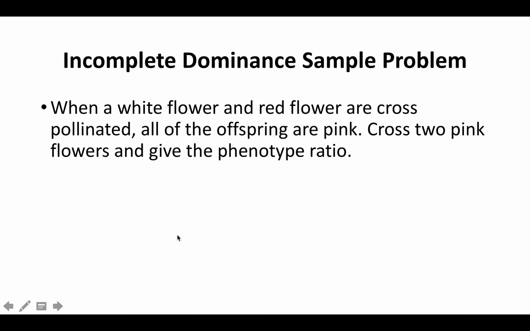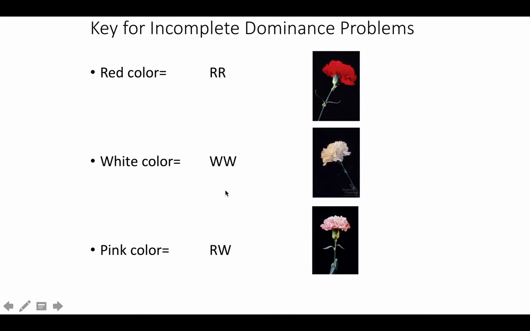Here is a sample problem. When a white flower and a red flower are cross-pollinated, all of the offspring are pink. That is your clue that this is going to be an incomplete dominance problem because the offspring is a blend of the 2 parents. Cross 2 pink flowers and give the phenotype ratio. When we do problems with incomplete dominance, we're going to use a different notation. This isn't the only way to do this problem, but it is a way that works well.